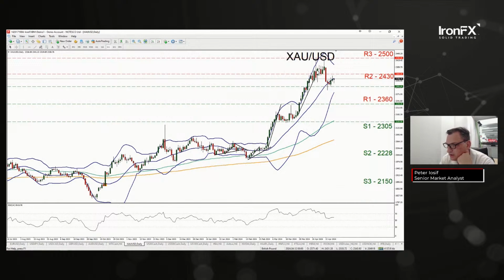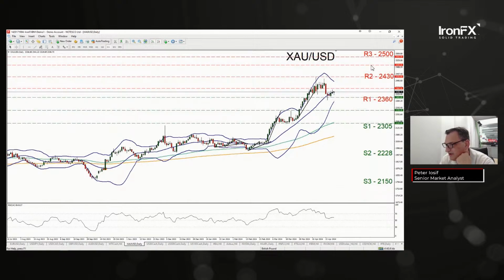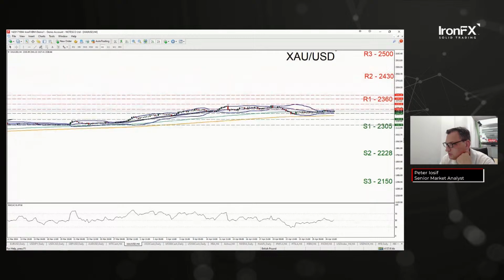Because you had 1, 2. The next peak, should that be a bullish outlook, would have to be above the 2,500. Sorry, the 2,430. Right here. There too. Back to the 4-hour chart.